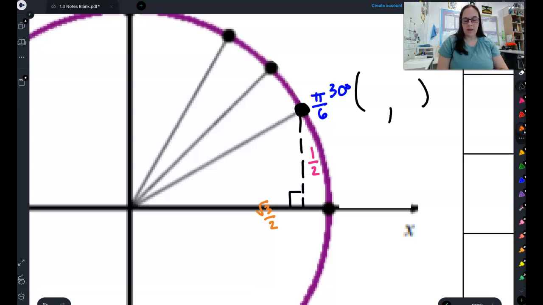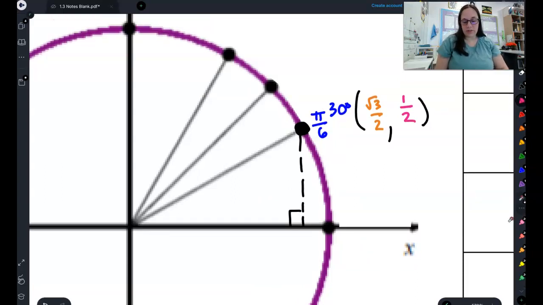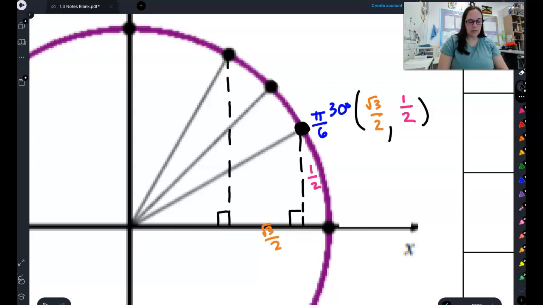So that means my x value is √3/2, and my y value is 1/2, and we're done. Now, a quick way to get this down, if you want to be extra fast, is the short side is always going to be 1/2. The long side is always going to be √3/2. And we can see that even if we go up here to this triangle.